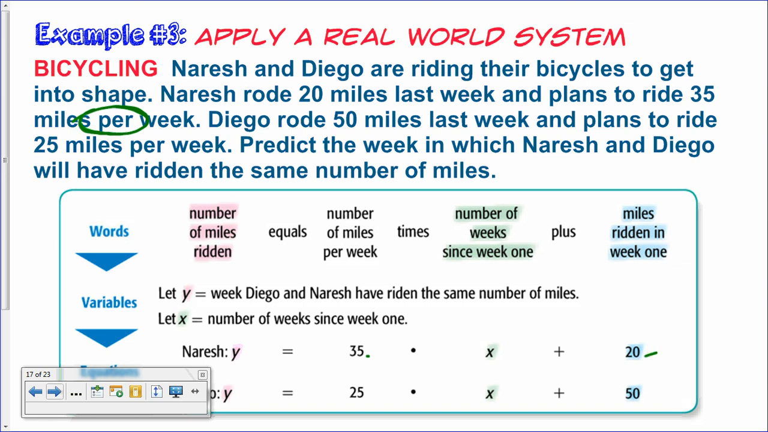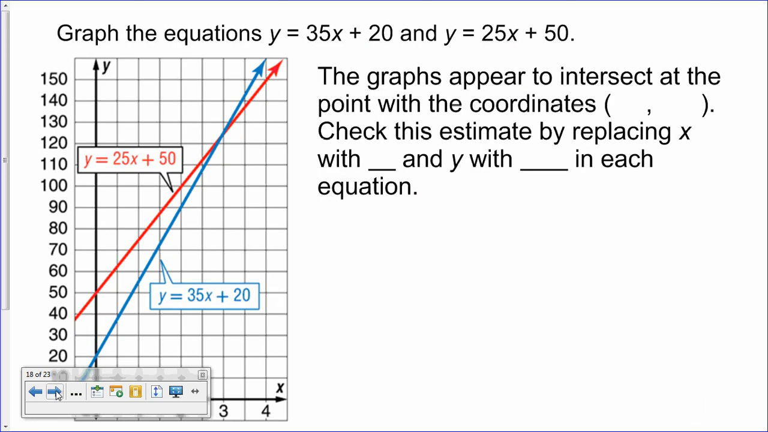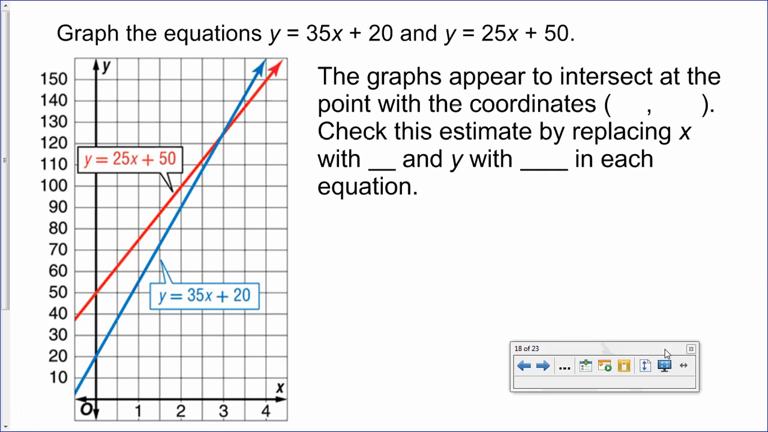And then Diego rode 50 miles already, which is his starting point, and then he's going to do 25 per week. Now, when I get those two, at what point do they become the same? What am I looking for? At what point will they have done the same amount? When these two lines do what? Intersect. So now, can you give me a week? The graphs appear to intersect at the point with the coordinates 3, 125. About right here.